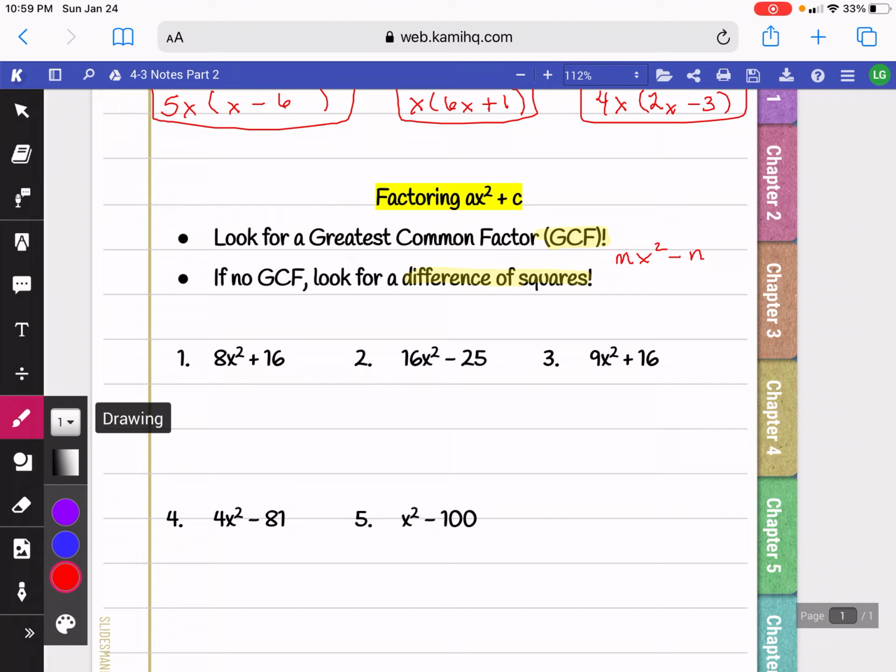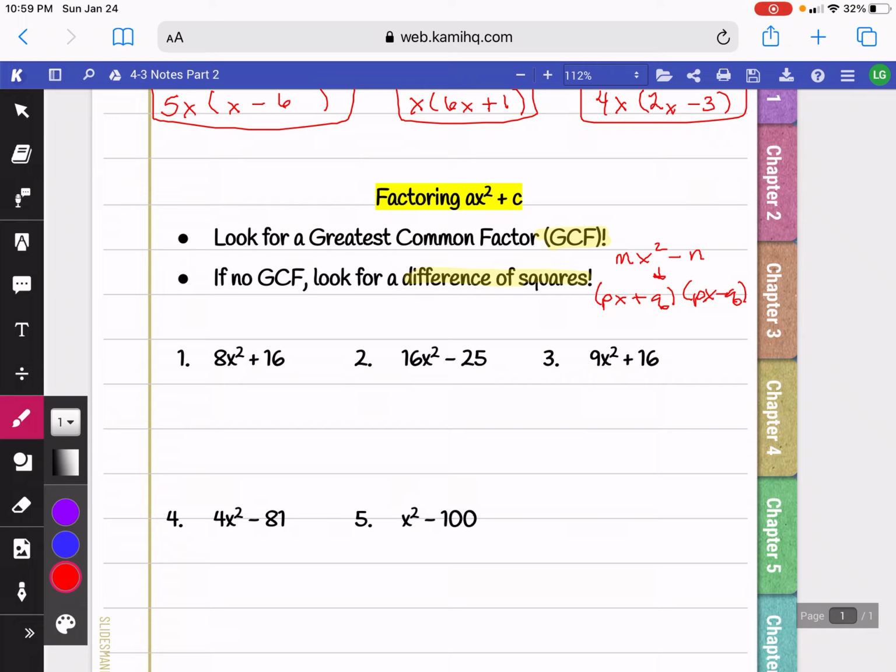And then when you write your factors, it would look like this: px plus q and px minus q. So let's go ahead and look at what this means. First, let's do one that has the greatest common factor. Then we'll look at what difference of squares is like.